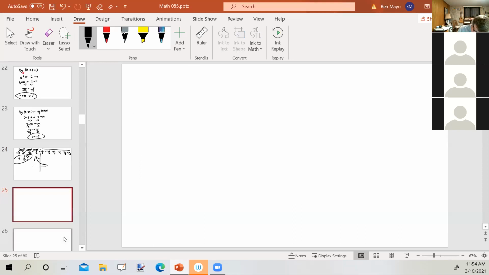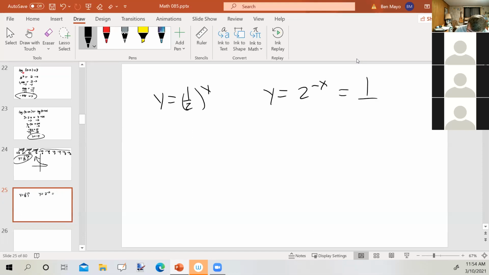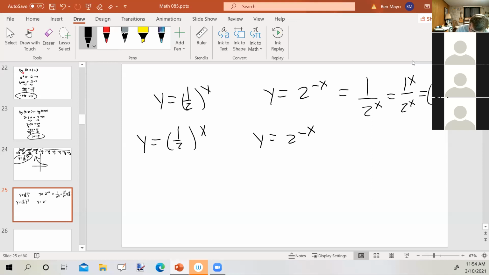But what if I had this instead? Instead of having y = (1/2)^x, I had y = 2^(-x). If I wrote 2 to the negative x with a positive exponent, wouldn't it be 1/2 to the positive x? But I could also say that, well, 1 to the 1 power or 2 power or 3 power or whatever power is still 1. So I could write it like that. And in fact, I could write it like this. My point is, what I'm trying to get you to see is that that is the same thing as that.